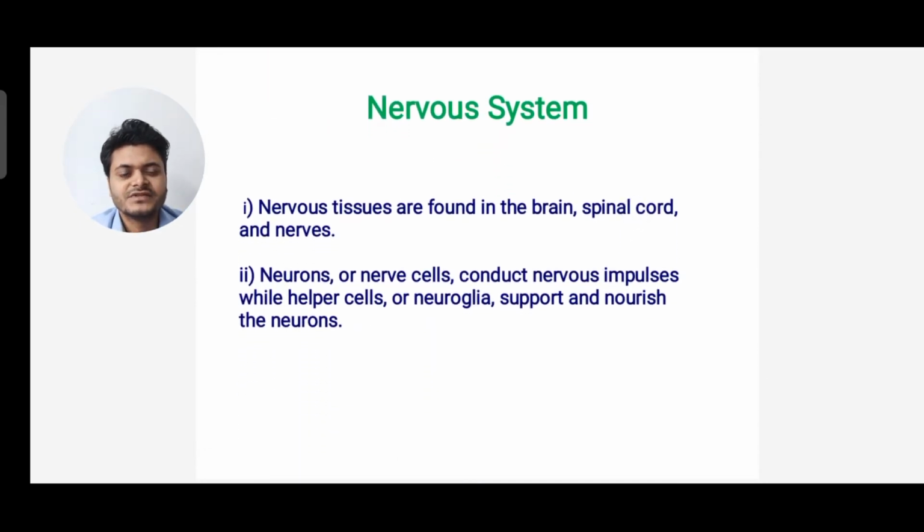Now what is the nervous system? Nervous tissue is often found in the brain, spinal cord and nerves. Neurons or nerve cells conduct nerve impulses, while neuroglia cells support and nourish the neurons.